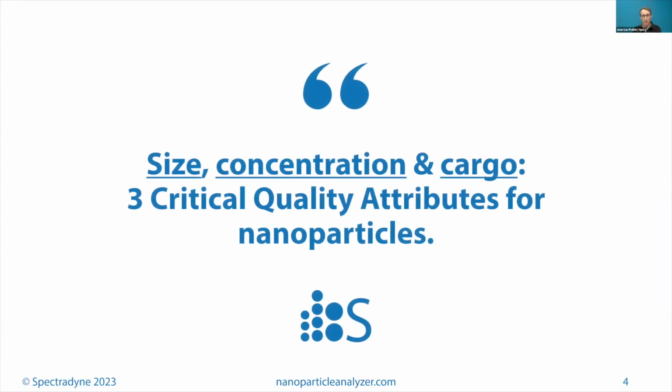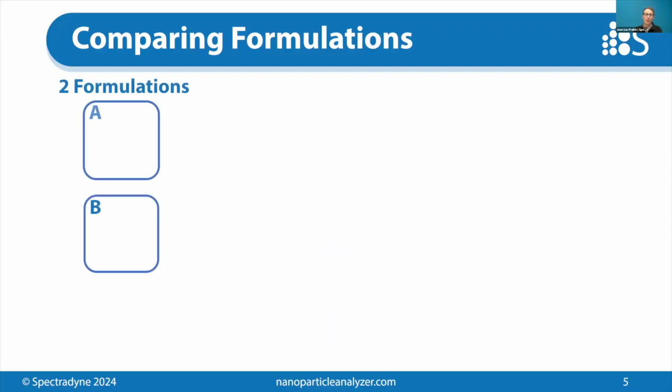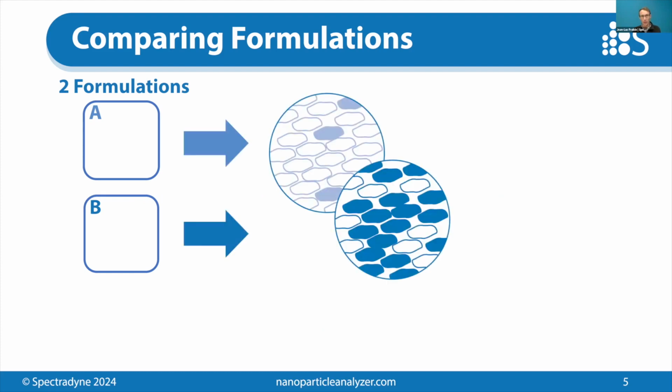So we've identified, from feedback from users in the market, that size, concentration, and cargo are three really critical quality attributes for nanoparticles. And I like to illustrate that with a canonical example where in the lab, a scientist is trying to compare two different formulations of nanoparticle therapeutics, or two different samples. And so you've got your samples A and B, and typically the way this experiment is done is you apply these to a test system. Maybe you're just doing downstream analysis, or maybe you're checking their biological activity, like shown here.